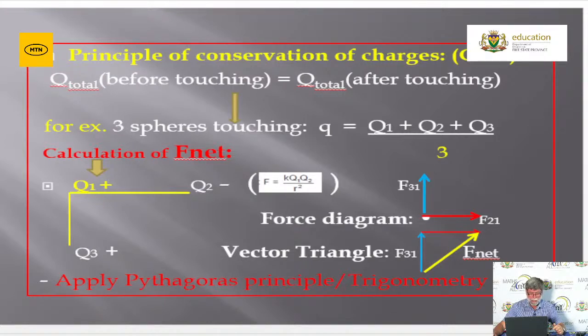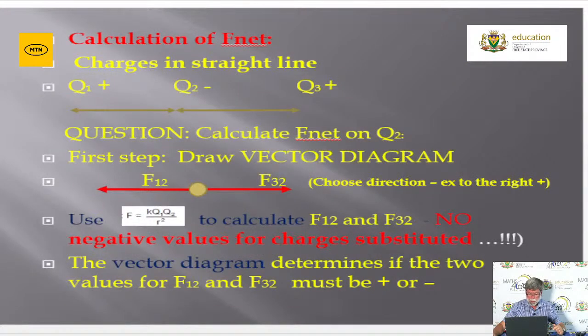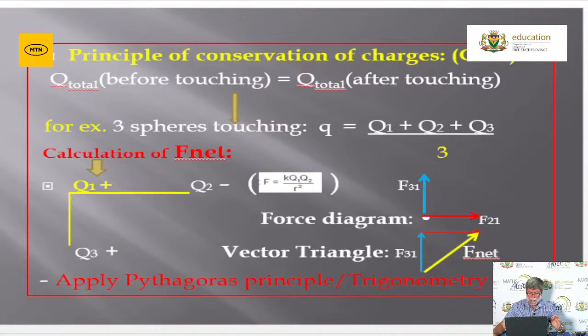Because the question is now, what is the net force on Q1? So you have two calculations using Coulomb's law. But now the very important next step is, you must draw a vector diagram indicating the direction of the force of charge 3 on charge 1 and the force of charge 2 on 1. So you must have a force diagram.